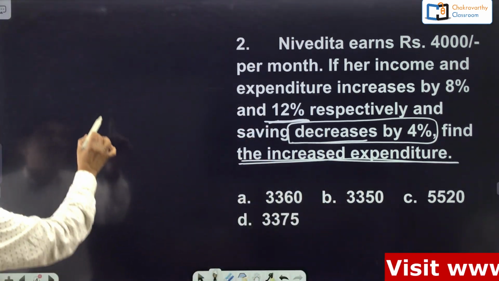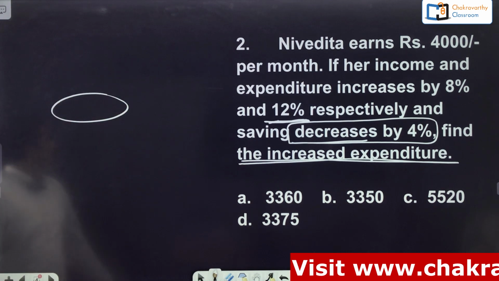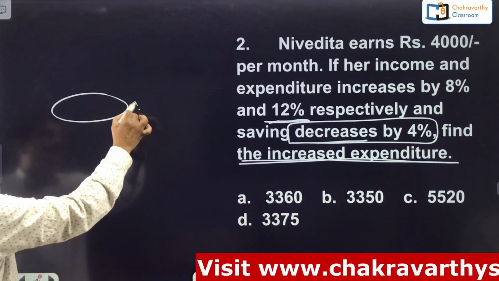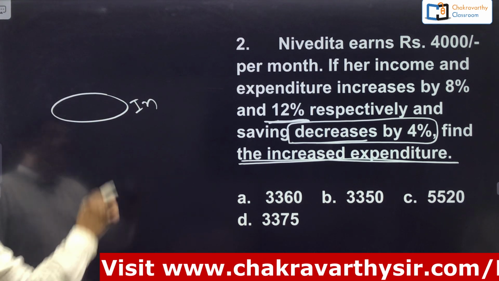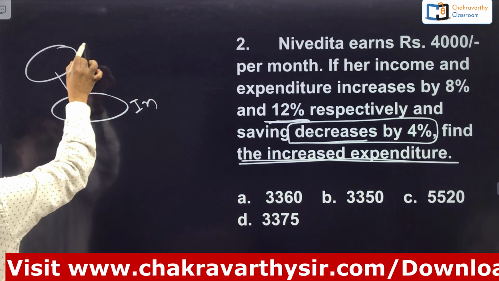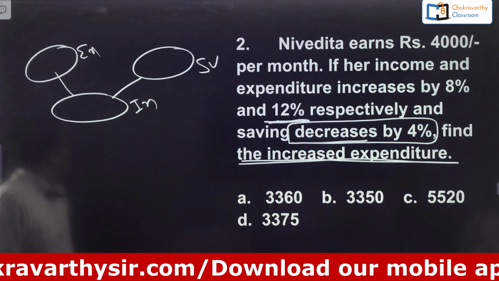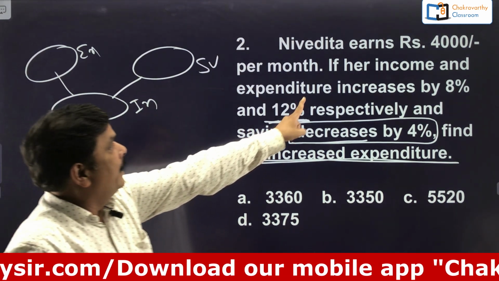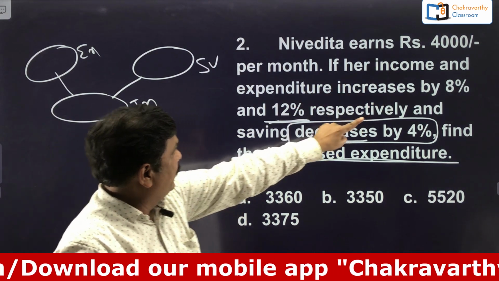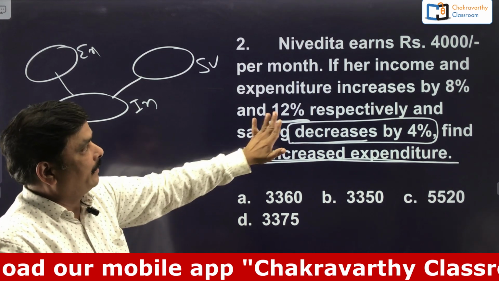Directly I am going to use the allocation method. So what should be taken as the mean value? You know this one: income. On one side I'll take expenditure, on the other side we will go for savings. Now here they have given that her income and expenditure increased by 8 and 12% respectively.